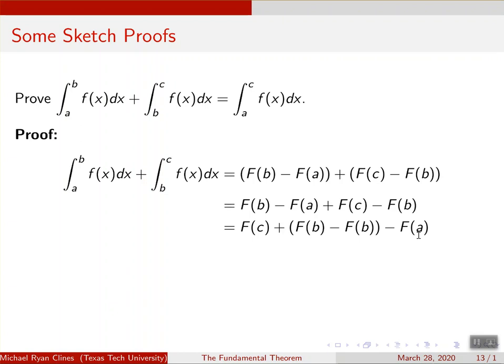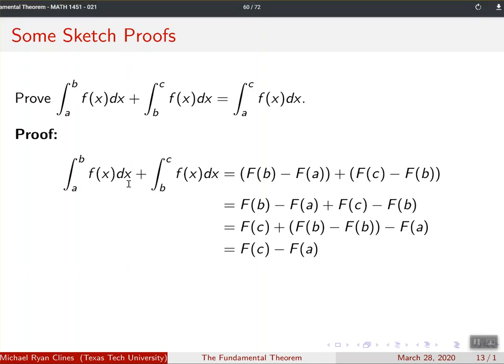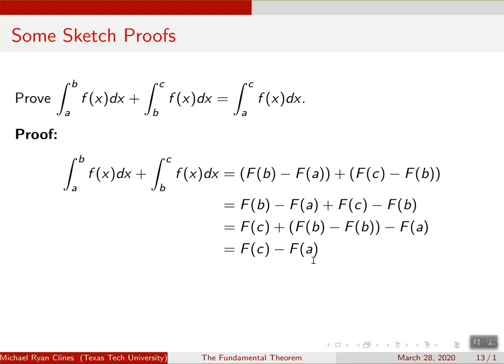But what is F of b minus F of b? So that is something minus itself. So that's equal to 0. Now we have F of c minus F of a. So we evaluated these two integrals, combined like terms, cancel some things, and we ended up with capital F of c minus capital F of a. What is capital F of c minus capital F of a? Well, by using the fundamental theorem of calculus the other direction, we get that that's equal to the integral from a to c of f of x dx.